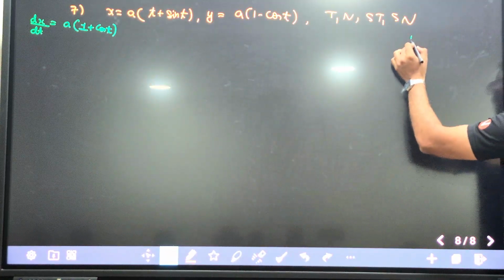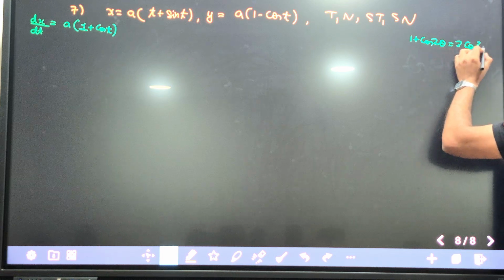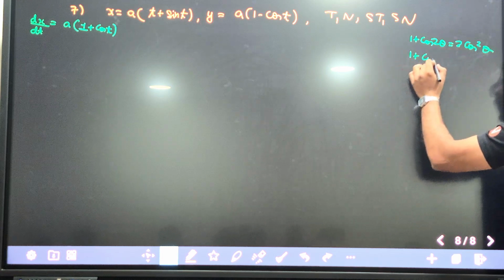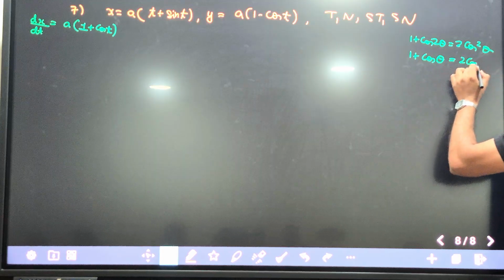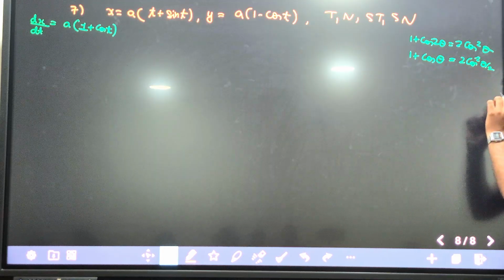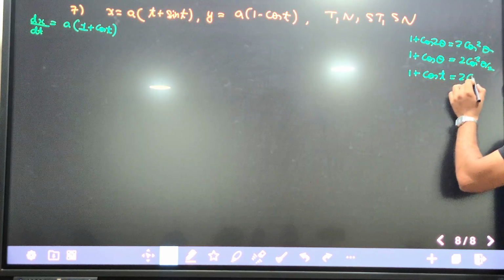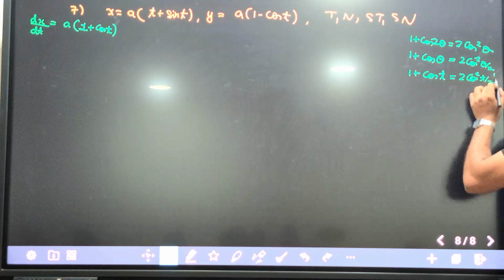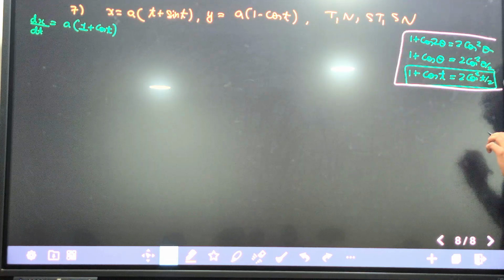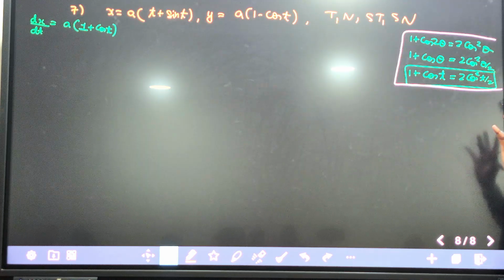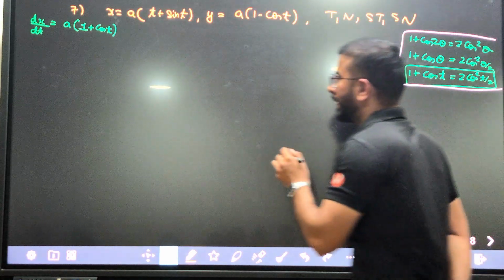Now we know the formula: 1 plus cos 2 theta is 2 cos square theta. So if 2 theta becomes theta, then theta becomes theta by 2, half. So what is the value of 1 plus cos t? 2 cos square t by 2. See, if you don't know the formula before the class, that's fine. If you pay attention and put effort, you can remember it now also. That's not an excuse. So this value is 2 cos square t by 2.